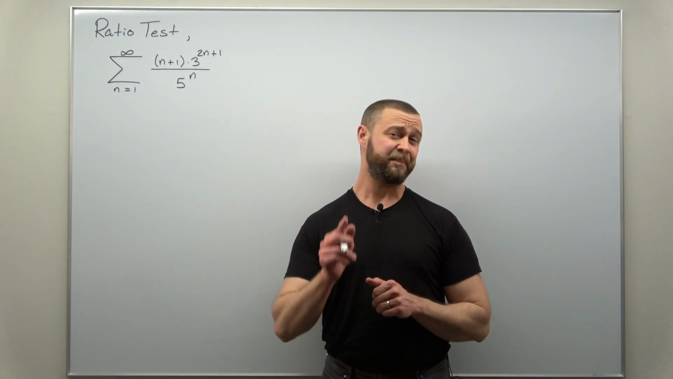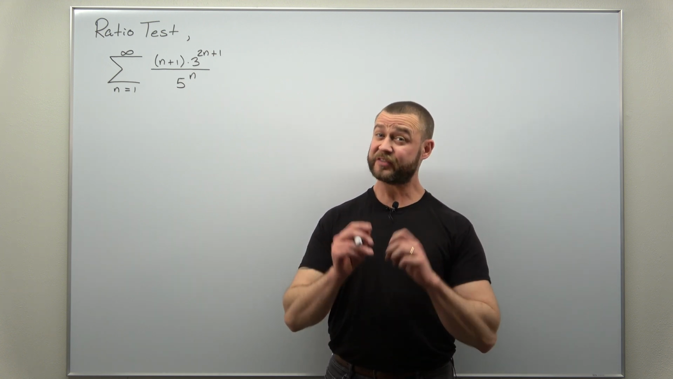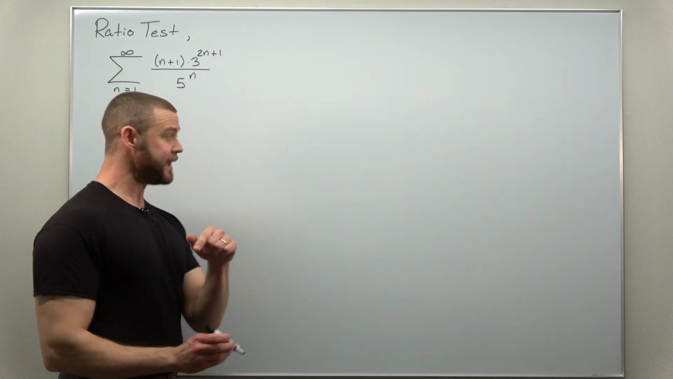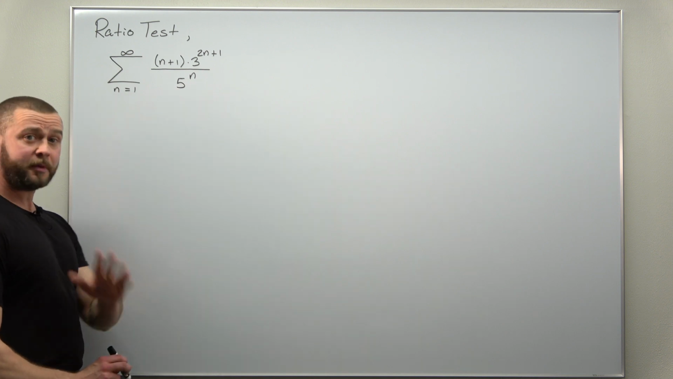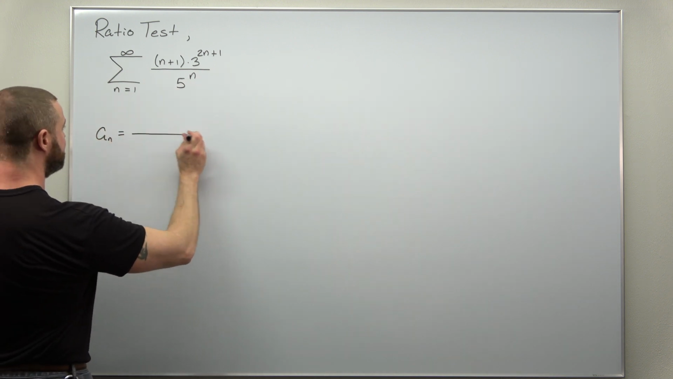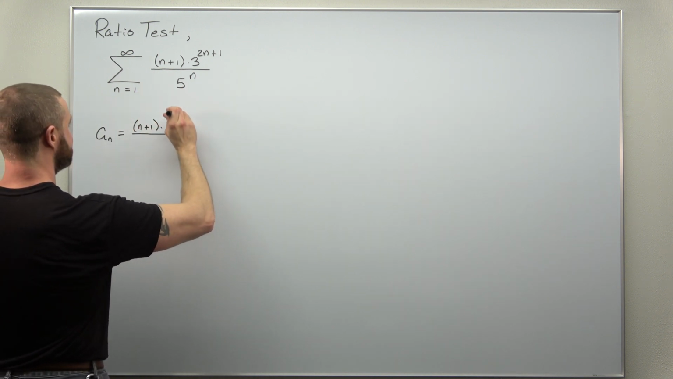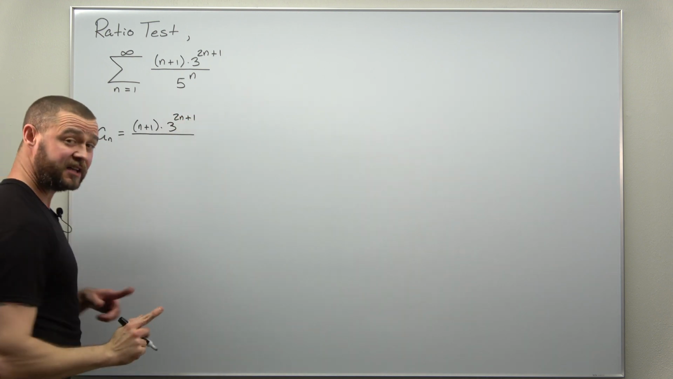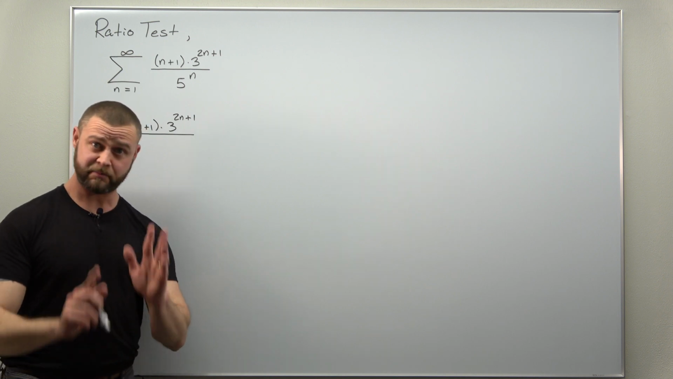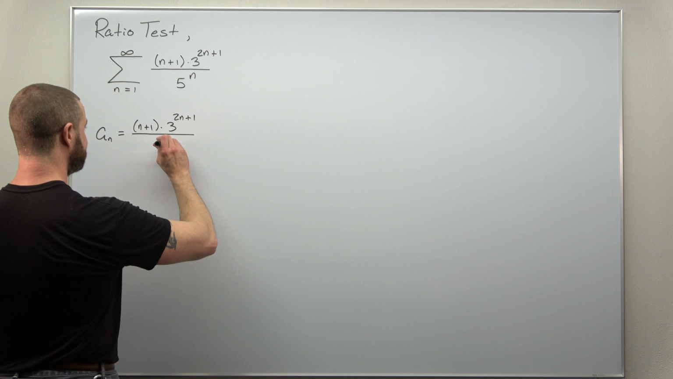Fellow mathematicians, let's take a look at an example applying the ratio test where the work gets a little bit messier. As always, we're going to start by identifying the term a sub n, which is the entire term of our infinite series. This one's a little bit more complicated: n plus 1 times 3, and the exponent on that is 2n plus 1. That's going to be where some of the extra work comes in, so we'll take our time and be careful with that. And in the denominator we have 5 to the n.